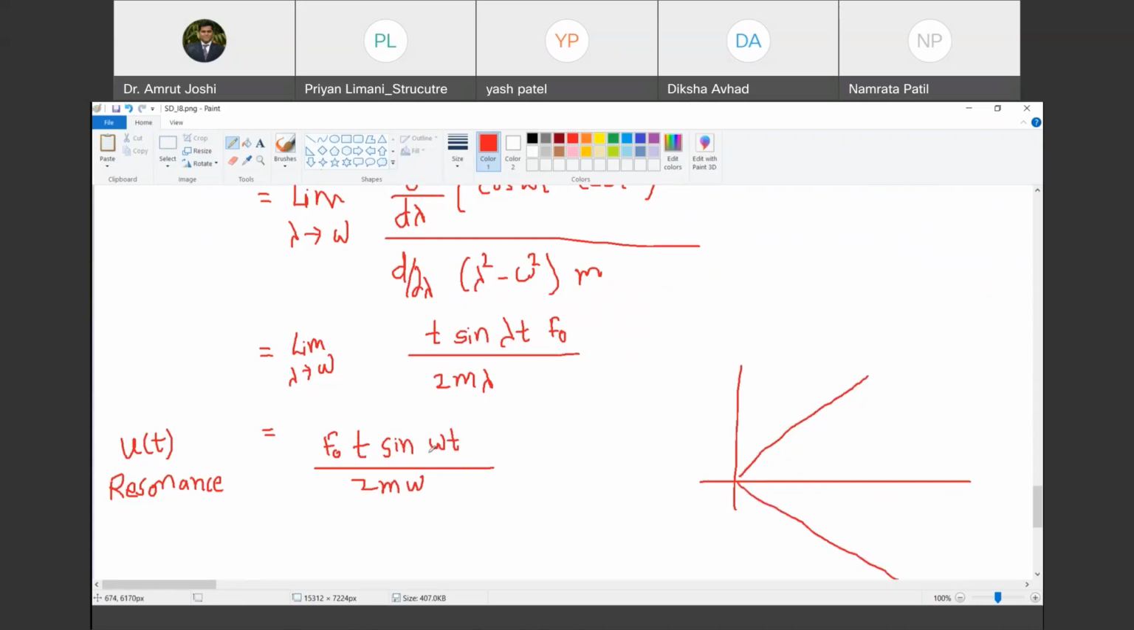So instead of decaying, as we had before, e raised to minus eta omega t was a decaying function multiplied by cos omega t, an oscillating function but with decaying nature. Here t is a linearly increasing function on which you have sin omega t sitting. So how do we expect this response to be? It is going to be something like this. Are you with me? And this function as t tends to infinity becomes infinite. So this u of t after some time becomes very large.